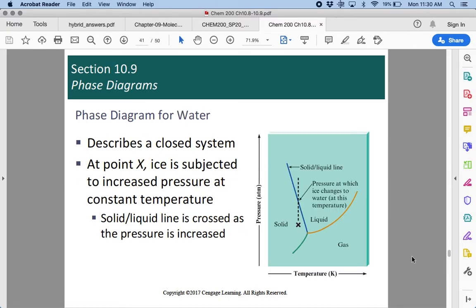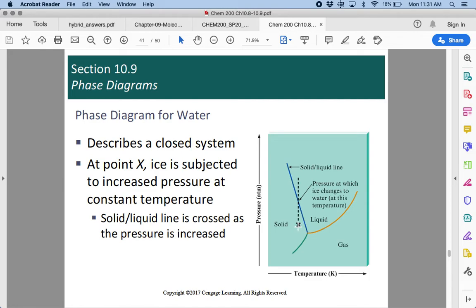Some of the unique things about the phase diagram of water is that this slope here for water is a negative slope. For most other compounds, it will be a positive slope. So if you have an unlabeled phase diagram and you see a negative slope for the solid-liquid line here, you've got a pretty good chance that you're looking at a water phase diagram. And it describes a closed system. Okay, so we're looking at a system in which the factors are being very, very controlled.